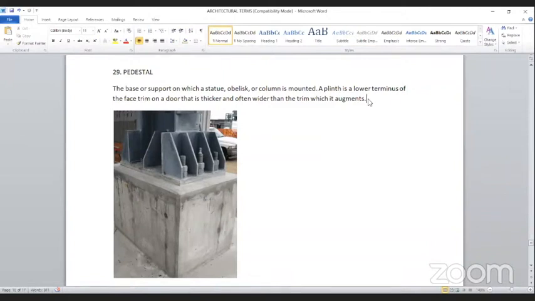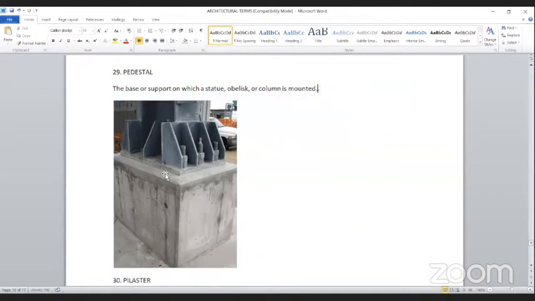Ma'am, is that only made up of the ground? Iron or concrete? This one is concrete. It can be a pillar, whatever this is part of the statue, pillar, column, which is there. The cement part which is there is a pedestal.